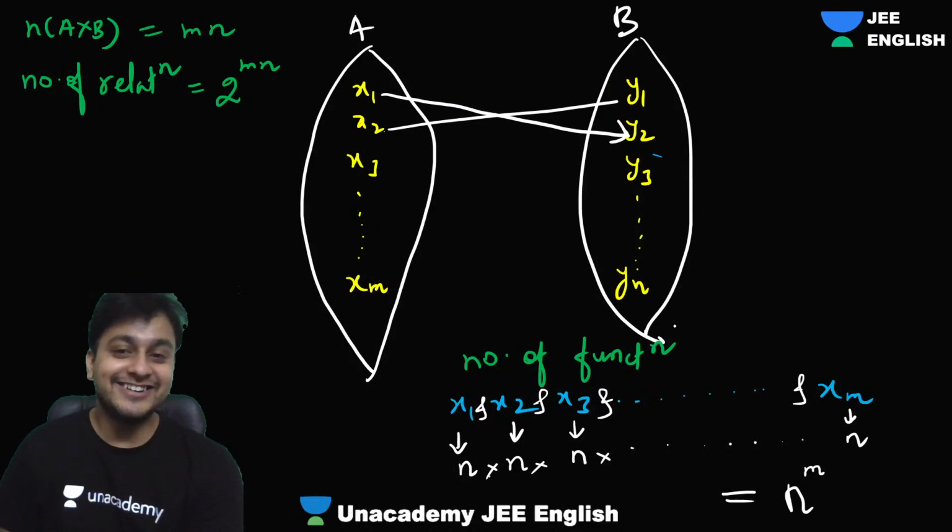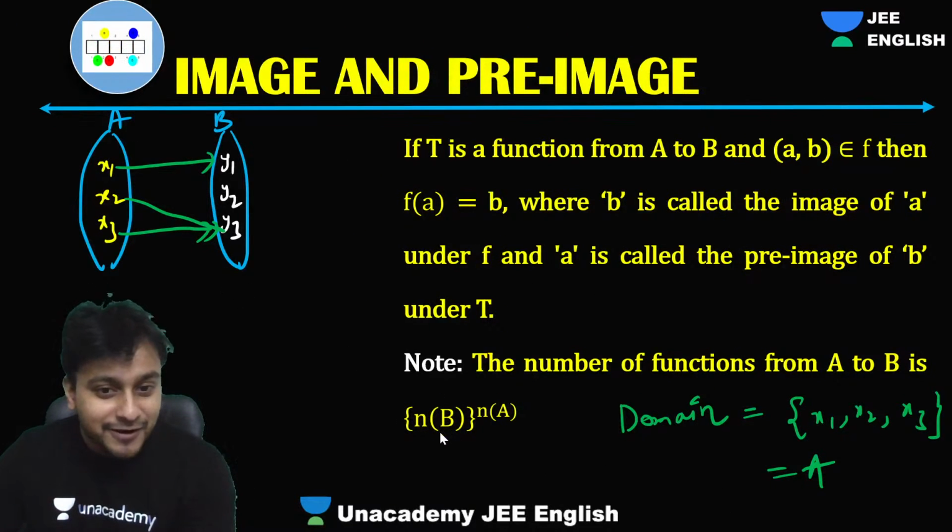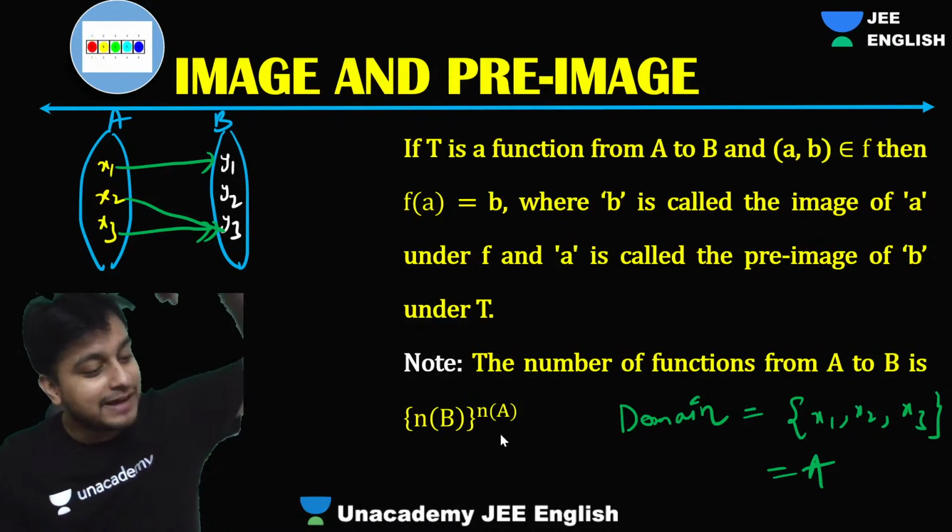Understood? So guys, the number of functions from A to B will be n to the power m, and that's why you would have seen the formula: cardinal number of B to the power cardinal number of A.